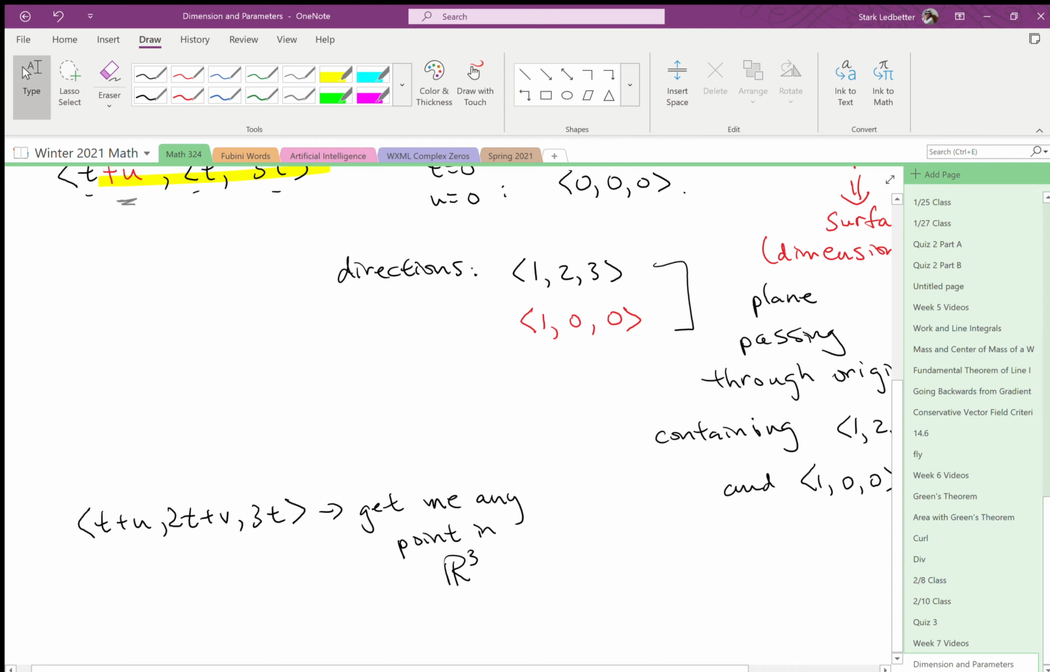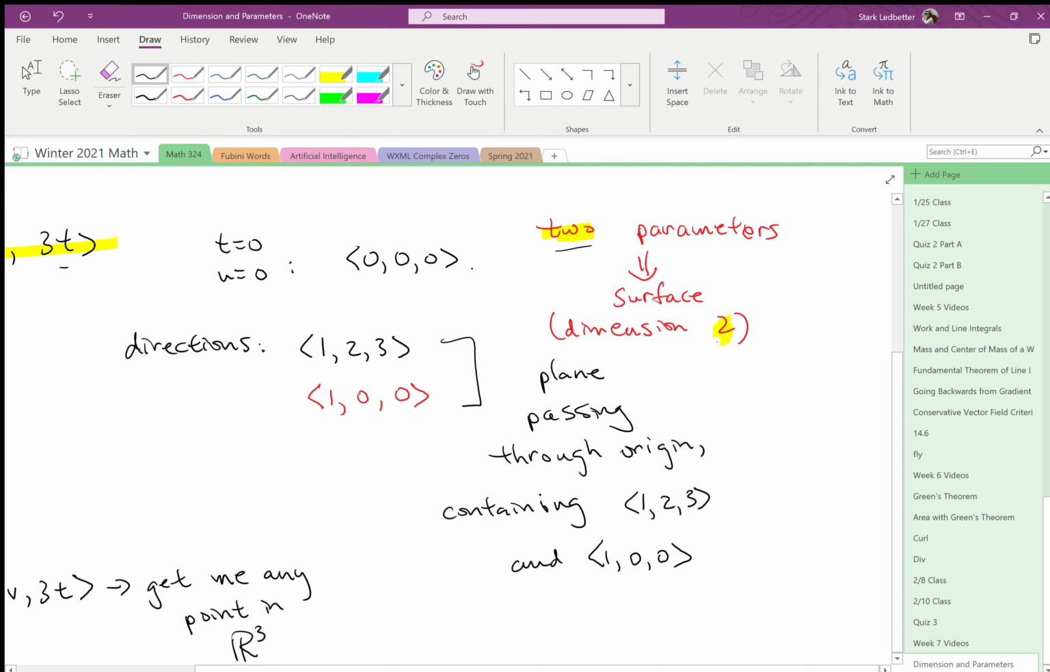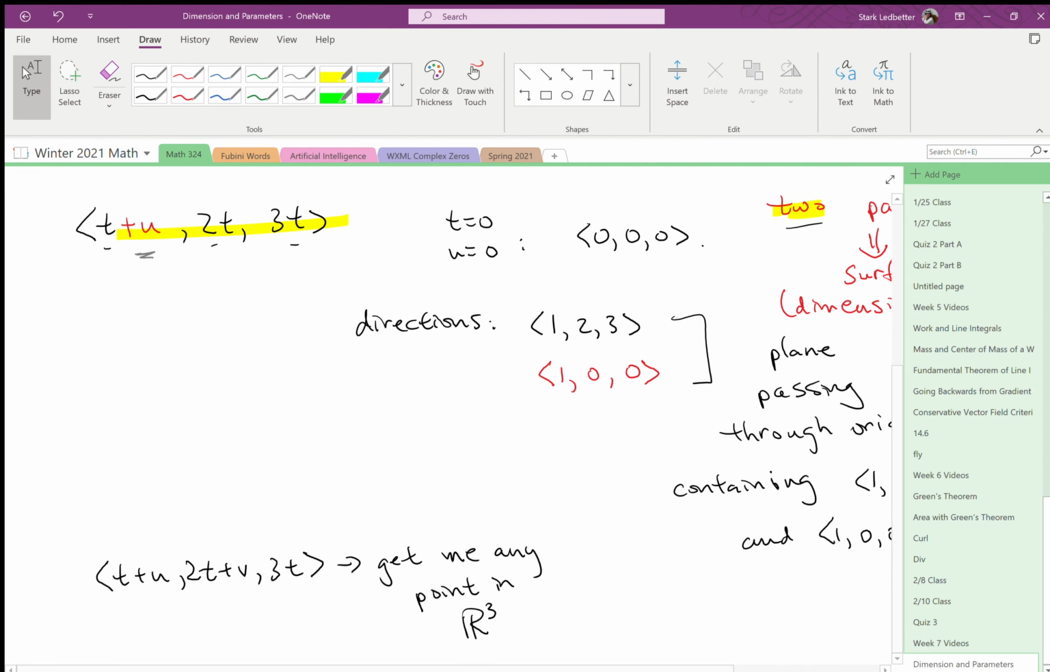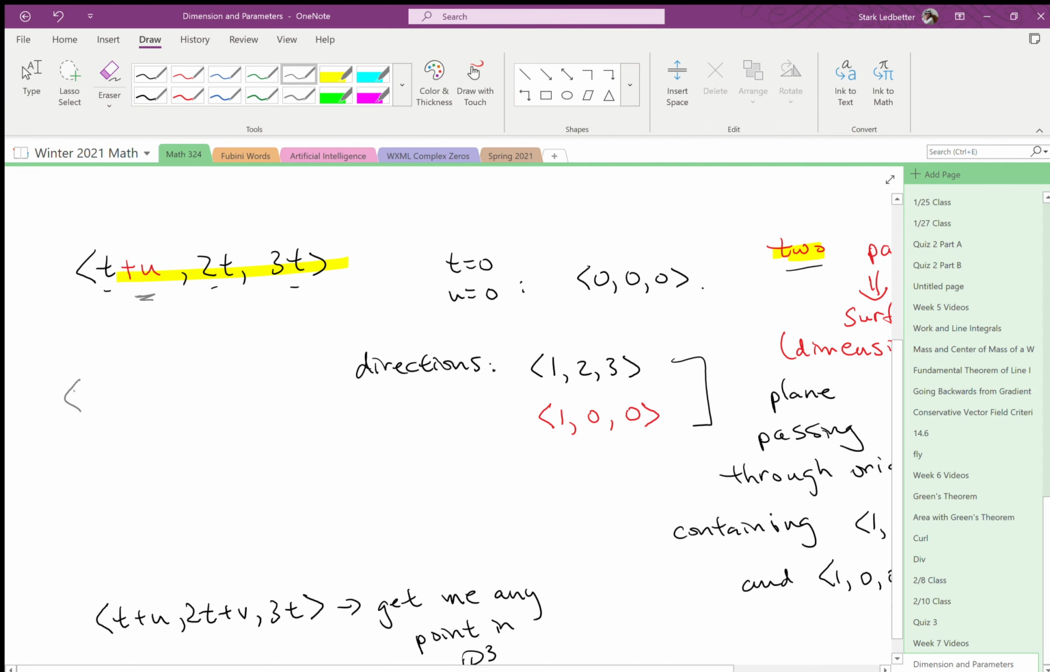So dimension is a little bit weird. It doesn't always work this way, that the number of parameters gives me the number of dimensions. I can do things where it doesn't. Actually, here's one where it doesn't work. If I did t plus u, 2t plus 2u, 3t plus 3u, then no matter what I put in for t and u, my y-coordinate is always double my x-coordinate, and my z-coordinate is always triple my x-coordinate. So that's a problem, because then that just gets us back to the original line that we had without the u. So that's not interesting.